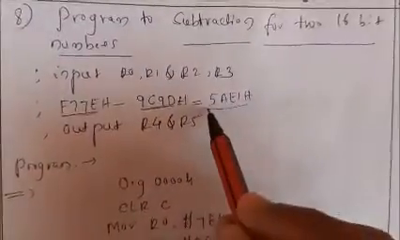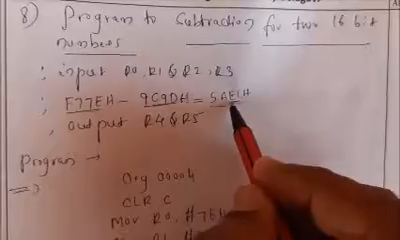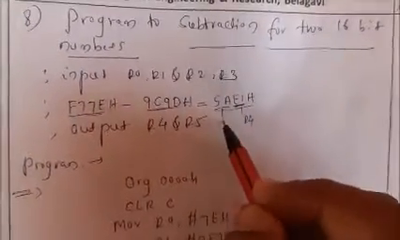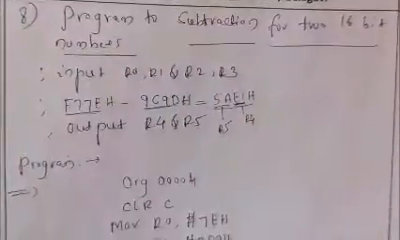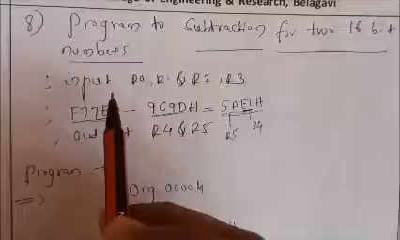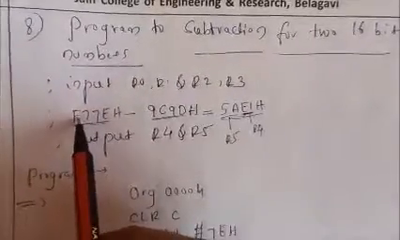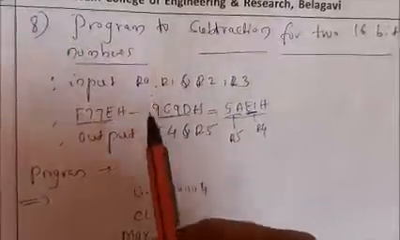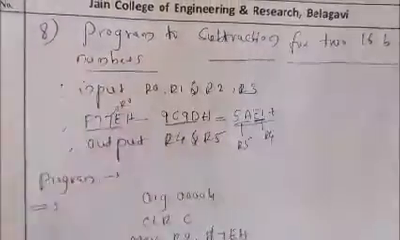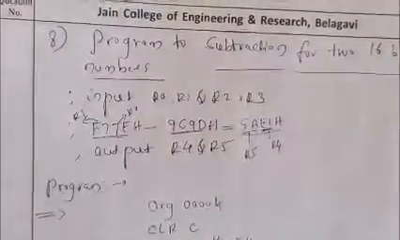To store the output I will use R4 and R5. This result E1 I will store in R4, and 5A I will store in R5. Here also it is the same. As I already said, when you take the numbers, you first take the lower byte, then the higher byte, next lower byte, higher byte. So the lower byte 7E I will load in R0, and the higher byte F7 I will load in R1.